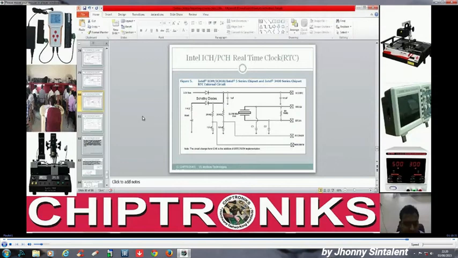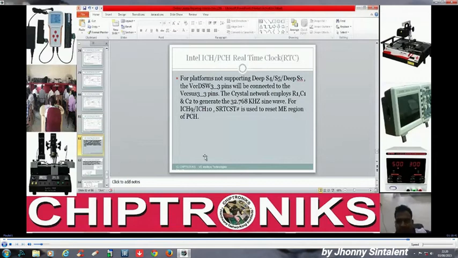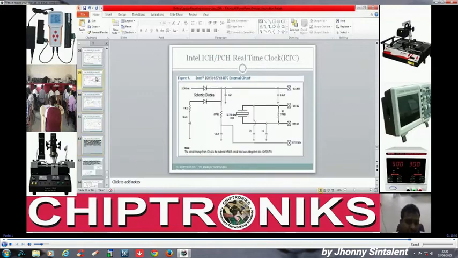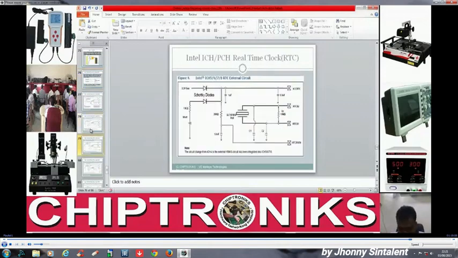And we go to the next slide. This is the same for the PCH. This is the external crystal circuit for the RTC section. And for platforms not supporting deep S4 S5, it will be connected to this. I'll discuss that during the PCH class, because right now to explain this would require some more information. So we'll start this with the PCH. Right now my main concern was to tell about this: low swing, full swing and SUS clock.